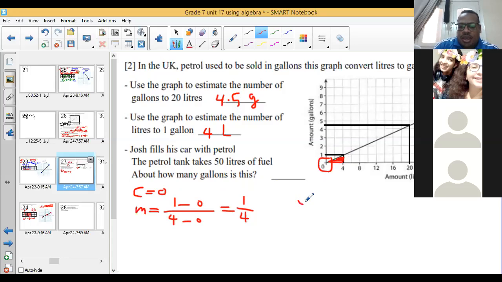Any function has to be in the form y equals mx plus c. So our function will be y equals 1/4 x, because we don't have c. C equals 0, so it's not important to write 0 in the equation. He told us the petrol tank takes 50 liters, so we have to replace x by 50.